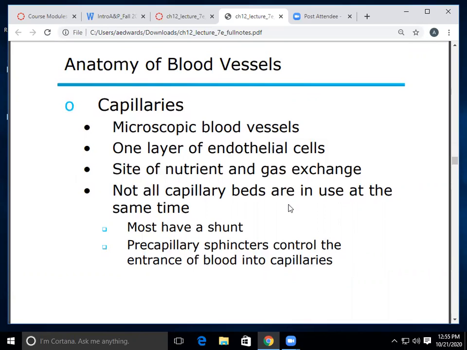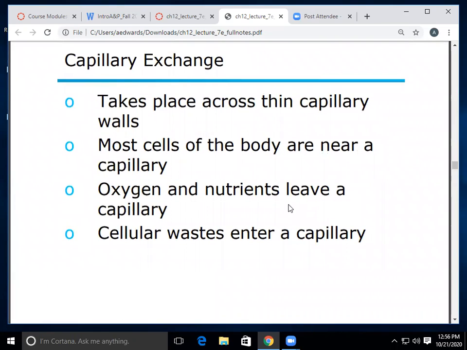Now, capillary beds are not all being used at the same time. Most are going to have what we call a shunt, which allows you to shut them off or not use them. And to control whether blood is going to flow into the capillaries, some of them have what we call precapillary sphincters. Okay, so they constrict. It's essentially at the proximal end of the capillary bed, so blood can't really get into the capillary bed. So exchange will happen across the thin walls of the capillary. The good news for your body cells is most of them are close to some capillary. So they're close to some opportunity for exchange.